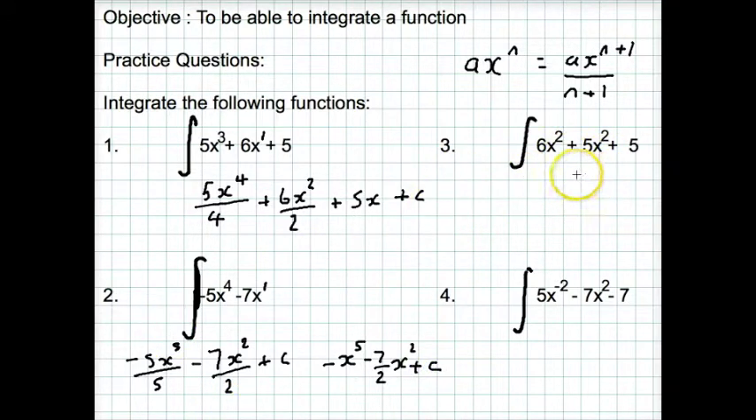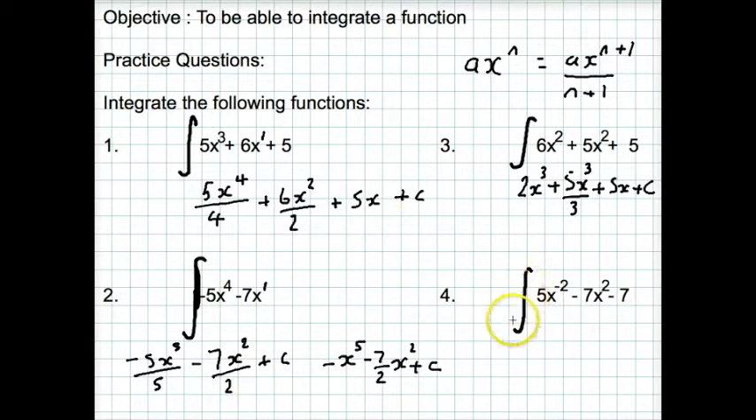Question 3 here then. Again, the 2 would go up to a 3. If we raise the 2 to a 3 and divide by 3, the 6 would divide by 3 as well. So that would give us 2x to the 3. This 2 would then raise to a 3, so we'd have plus 5x to the 3, but that then needs to be divided by 3. The 5 becomes 5x, and don't forget to add a constant of integration, the c.